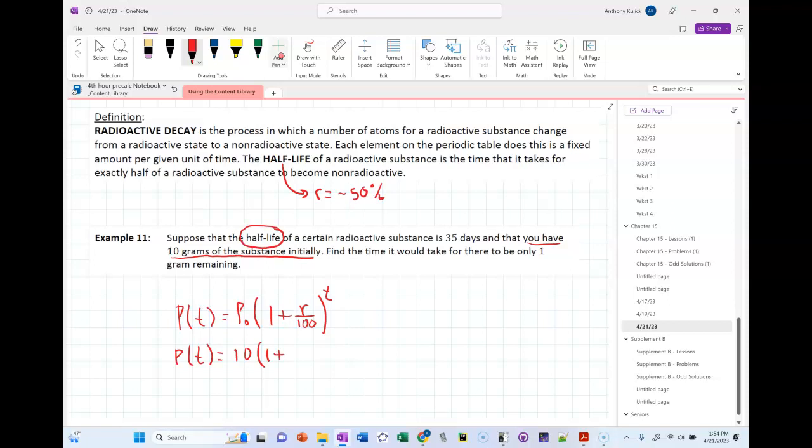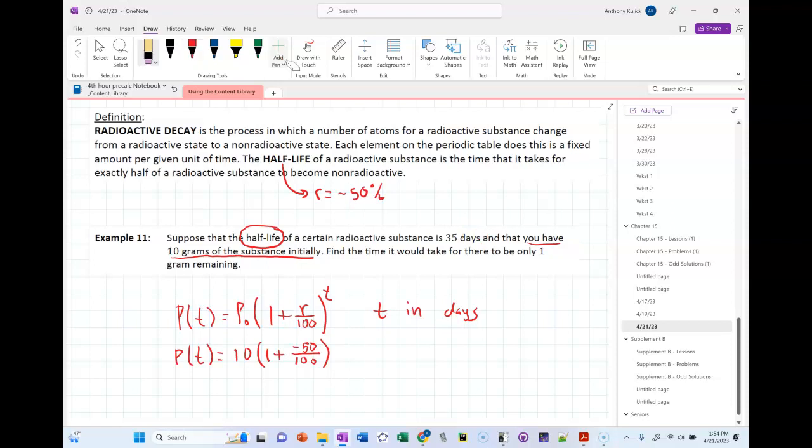Half-life. Close. Negative 50. Always negative 50 if it's a half-life. Every single problem. Now we should pick a unit of time for our T. What should we measure T in? What unit of time? Again, I think there's an obvious choice, days.